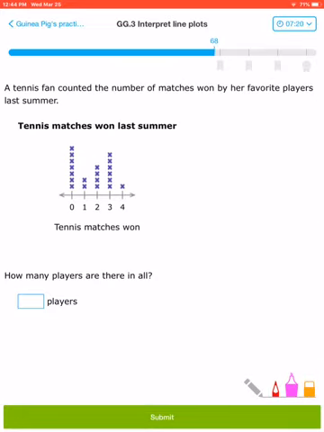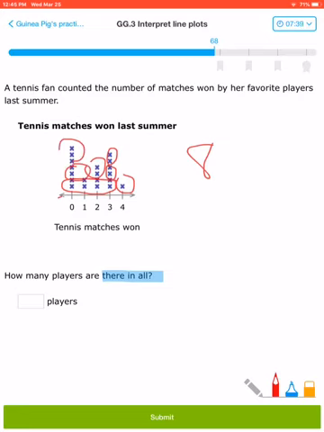Tennis matches won last summer. How many players in all? Count all the X's. Again, I like to do these little groups. 2, 4, 6, 8. That makes 9, 10, 11, 12, 13, 14, 15, 16, 17, 18, 19, 20.